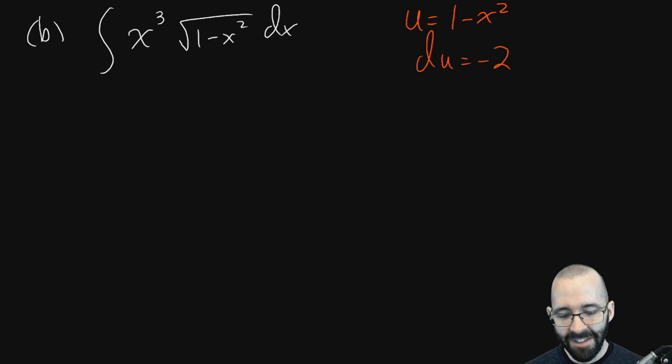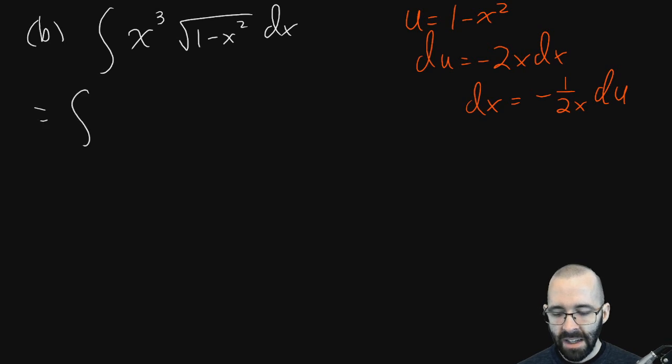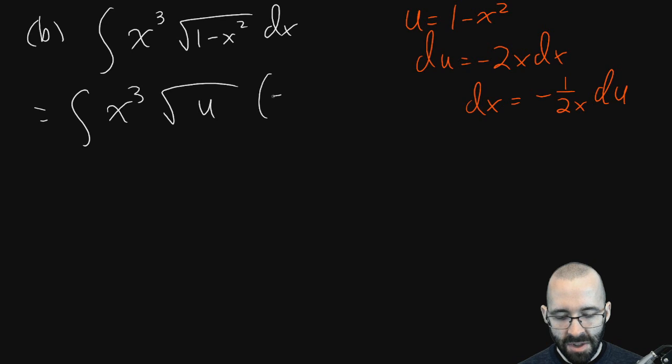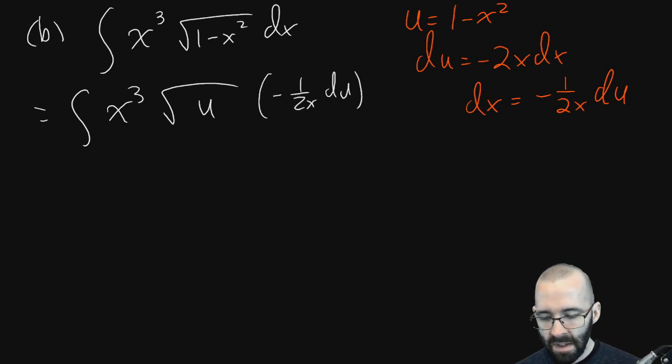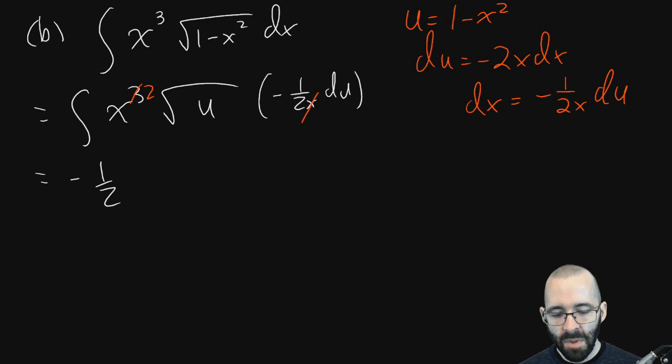There have been lots of learning opportunities in this section. So du is -2x dx, which we kind of have. I'm going to solve for dx. I think a lot of times that's easier. So if we do that, we get the integral of x cubed square root of u times dx, which is -1/2 du over x. So one of the x's is going to cancel. The -1/2 comes out in front, and we're left with an x squared. And x squared is going to be 1 minus u.